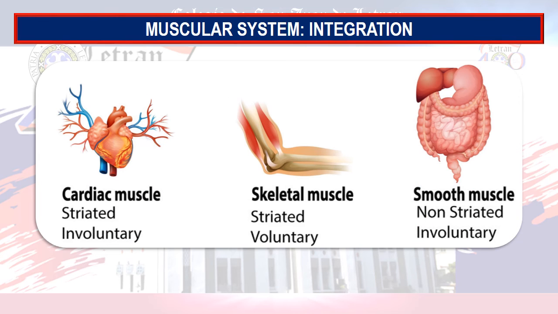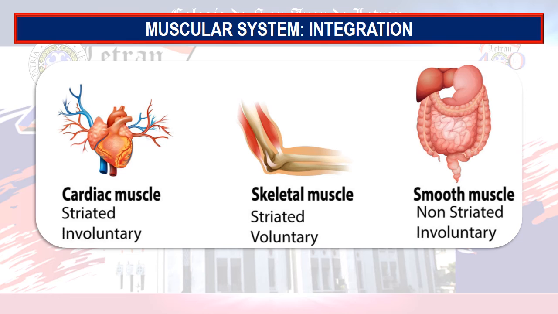Let's now move on to the integration of the muscular system. We have three types of muscles. We have cardiac muscle, skeletal muscle, and smooth muscle. First, let's talk about skeletal muscle.